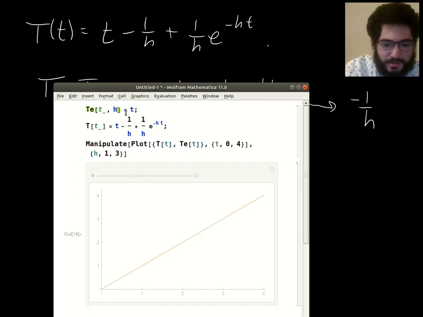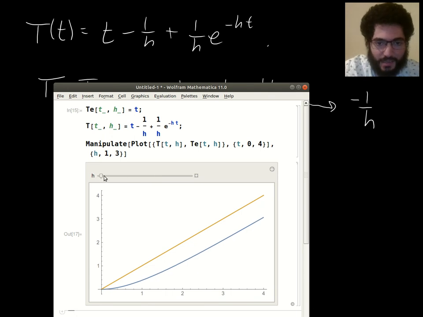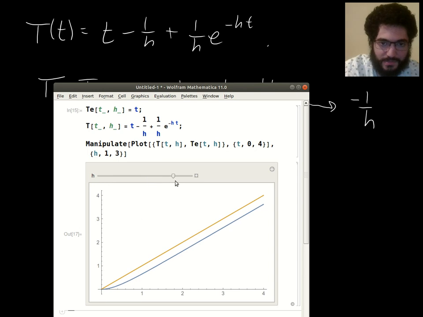I think it makes a lot more sense to make these also functions of h, so that the h dependence of the plot is clear. There we go. Okay, now as I vary h, so as I increase h, that's interesting. The gap closes.